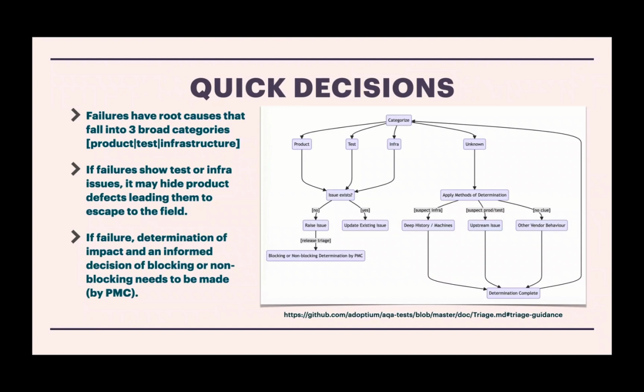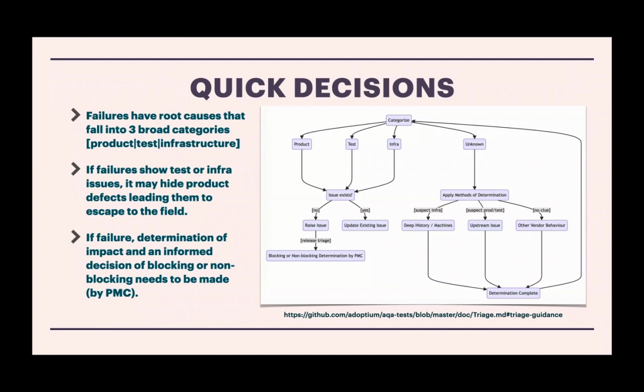We have to make quick decisions. We have to try to determine root cause quickly, and if we can't determine root cause, at least get to the point where we've categorized things into three broad categories: a product problem, a test problem, or an infrastructure problem.